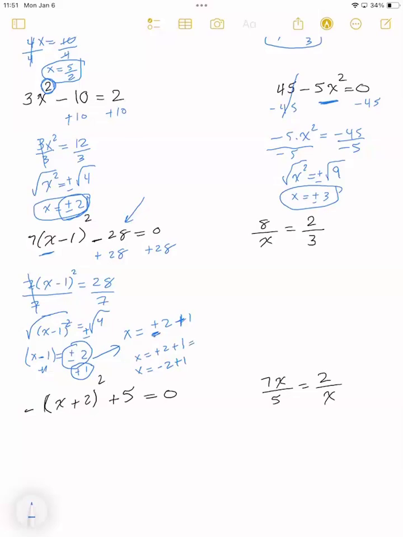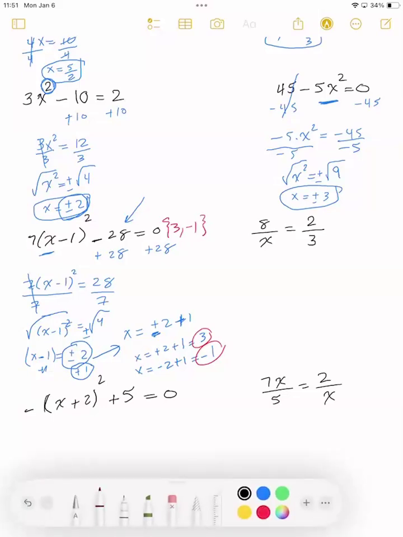So positive 2 and positive 1 is 3. Negative 2 and 1. One number is negative, one number is positive. You end up subtracting. The bigger one is negative, so the answer is negative 1. So again, for this equation, you also have two solutions. The solutions are 3 and -1.